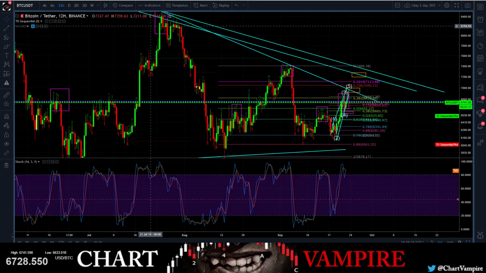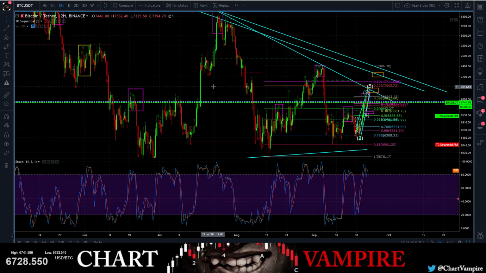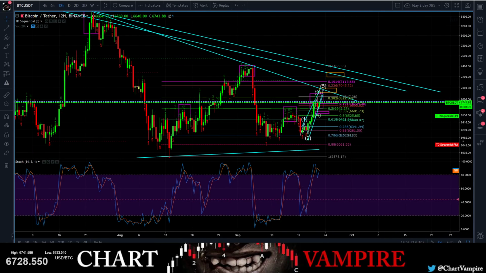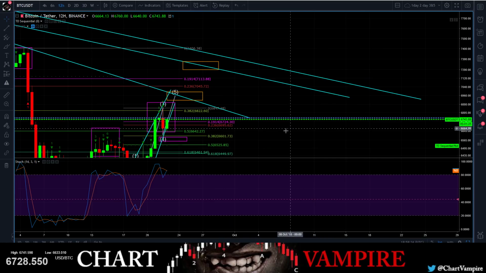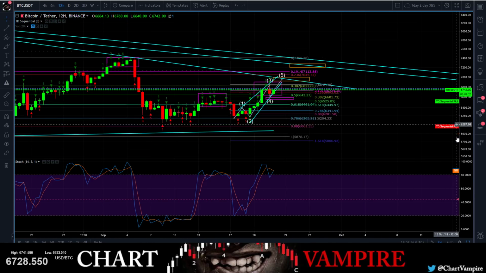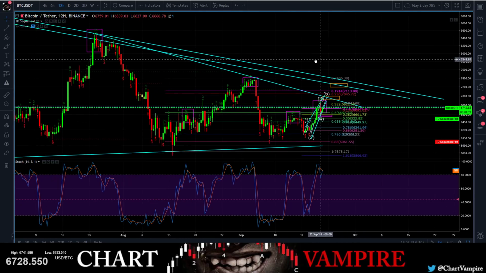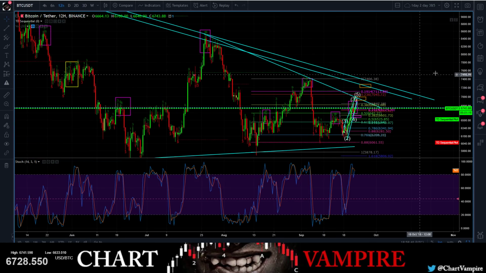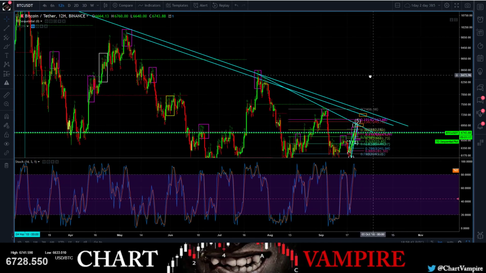All right, so now we're going to move along, and I want to just come over here and take a look at some of the fib levels that we have. Some of the trend lines, some of the fib levels. So here's your trend lines. You've got multiple trend lines that are coming all the way down from the top.